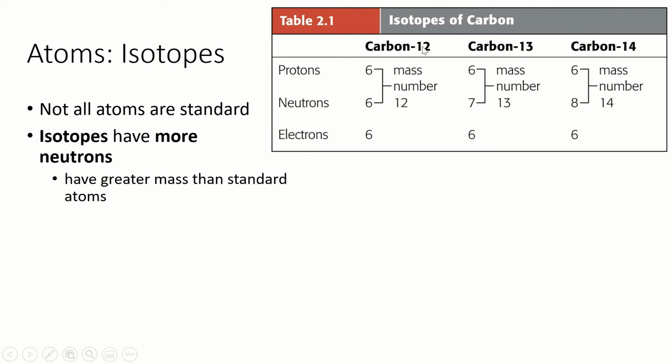Standard carbon is called carbon-12. 6 protons, 6 neutrons, 6 electrons, mass number 12. Carbon-13 has one extra neutron. It's called carbon-13. It has a mass number of 13, 6 protons, 7 neutrons, 6 electrons. Carbon-14, 6 protons, 8 neutrons, has a mass number of 14. Okay, same number of protons, same number of electrons, different number of neutrons.